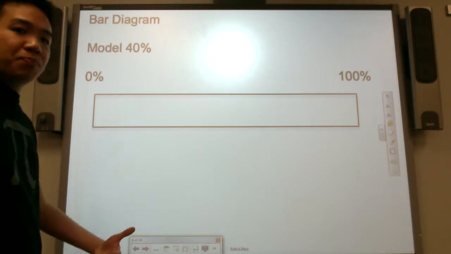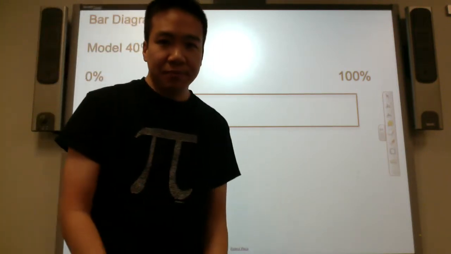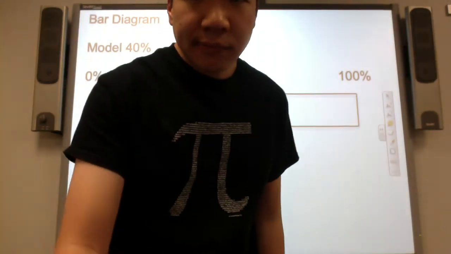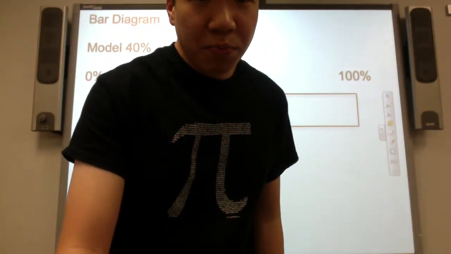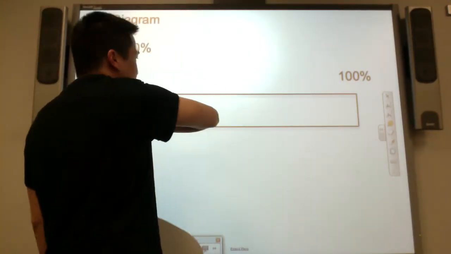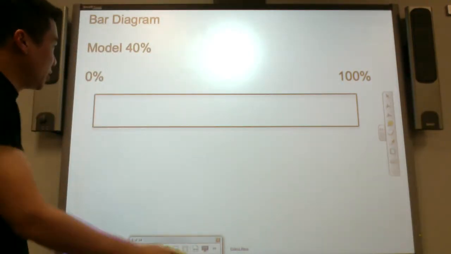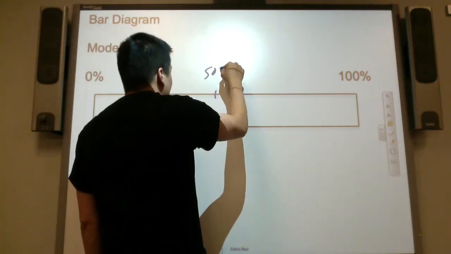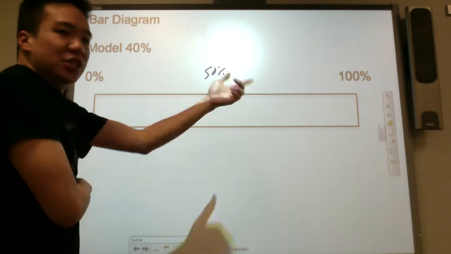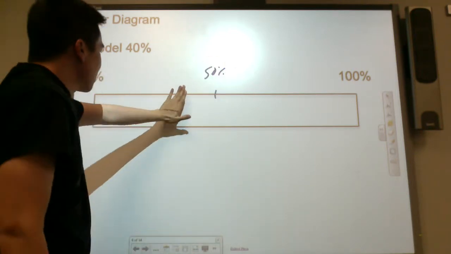So now let's do some bar diagrams. We're going to use a bar diagram for this. So we have 0% to 100%. This represents a bar. Well, we know the middle would be 50%. Where would you find 40% in this bar? I know it's going to be somewhere in this area.